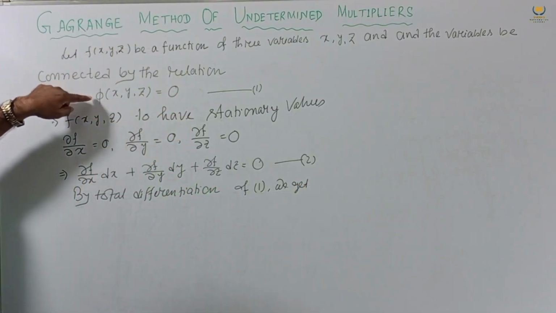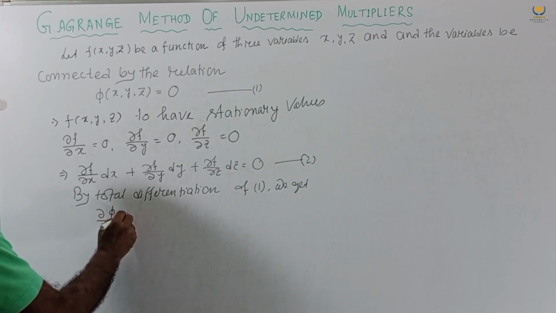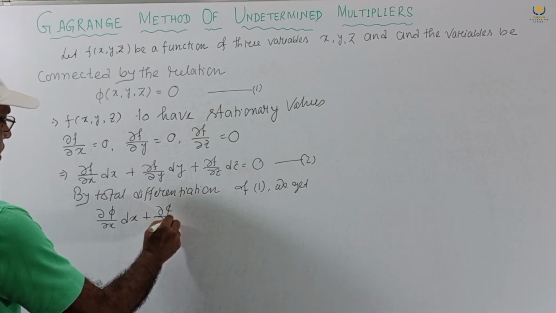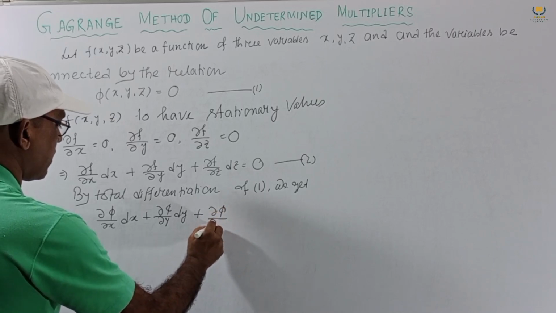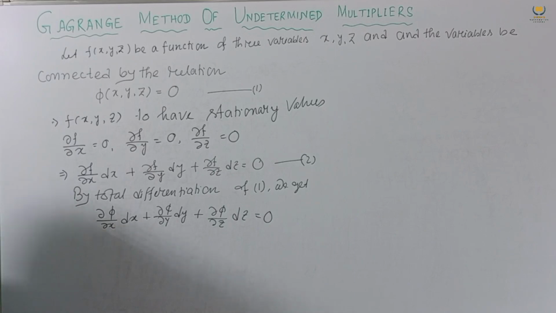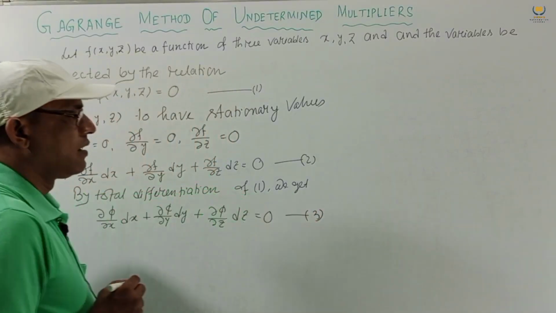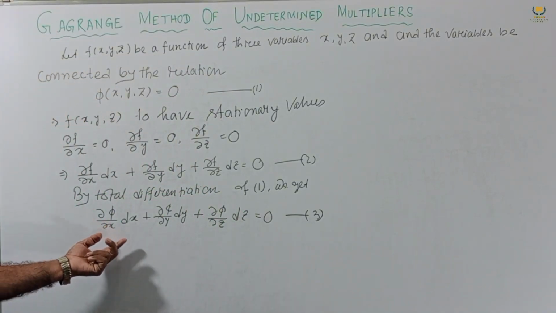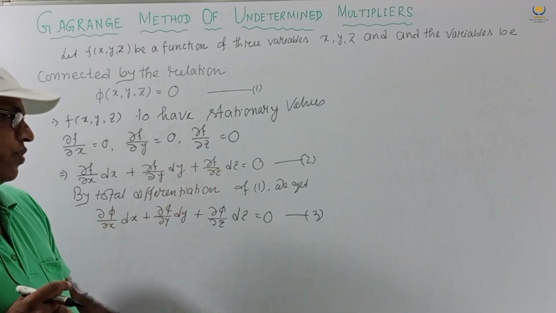using the total differentiation formula, we get del phi del x dx plus del phi del y dy plus del phi del z dz equal to 0. This is the total differentiation formula. This is number 3 we consider. Now we multiply equation number 3 by lambda and add it to 2.